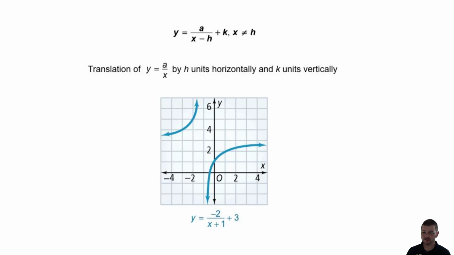A reflection across the x-axis because of the negative in -2, a stretch by a factor of 2 because of the 2 in -2, a shift to the left, or translation left, 1 unit due to the x plus 1 in the denominator, and finally a shift upward 3 units due to the plus 3 on the right-hand side.